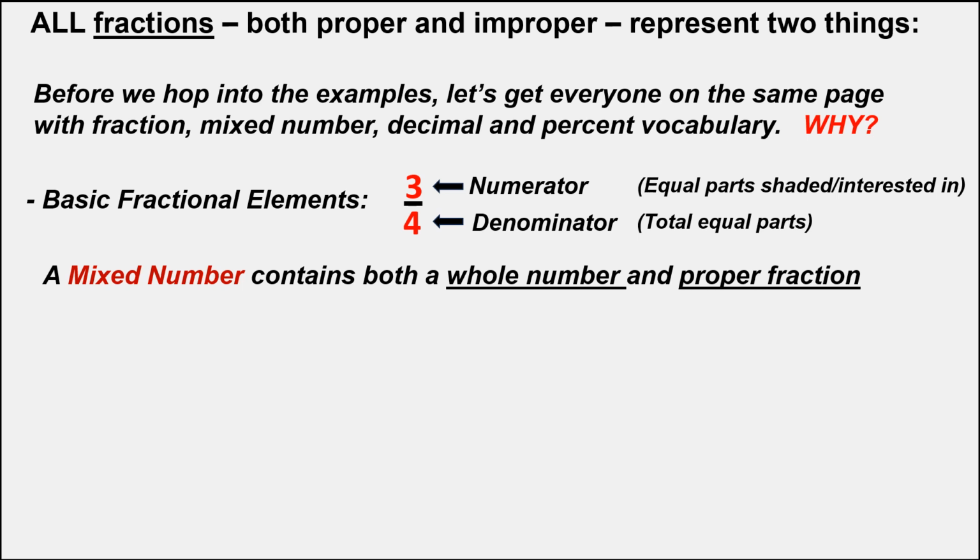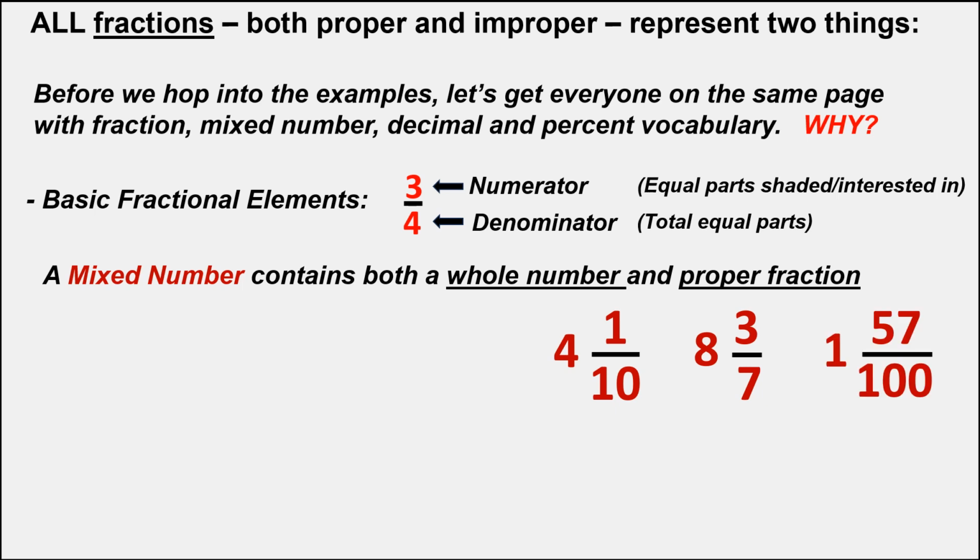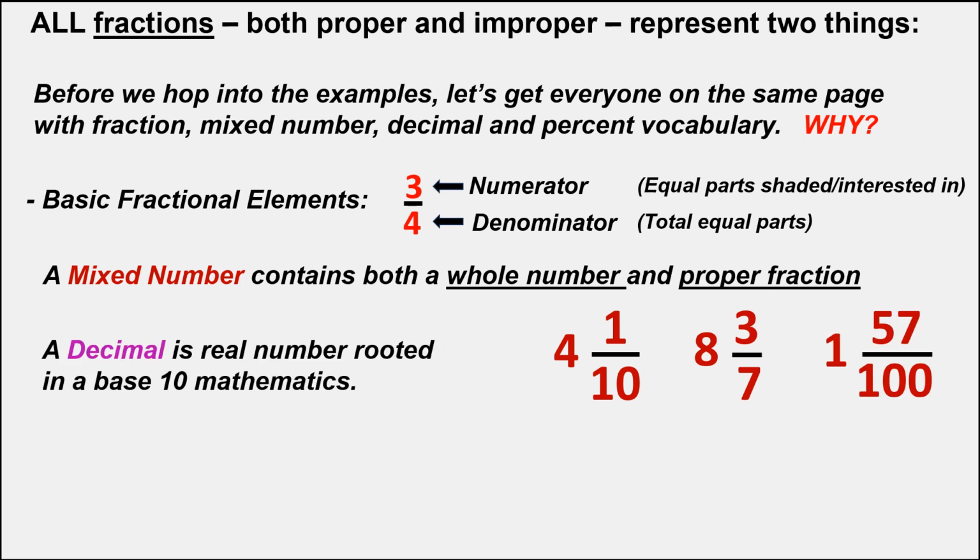Let's look at a couple examples. 4 1/10, 8 3/7, 1 57/100. A decimal is a real number rooted in base 10 mathematics. Examples of decimals are as follows. 3.01, 12 8/10, 4 56 thousandths.